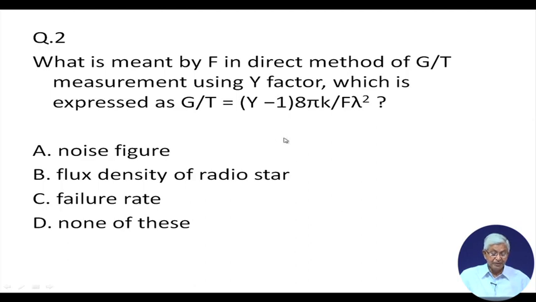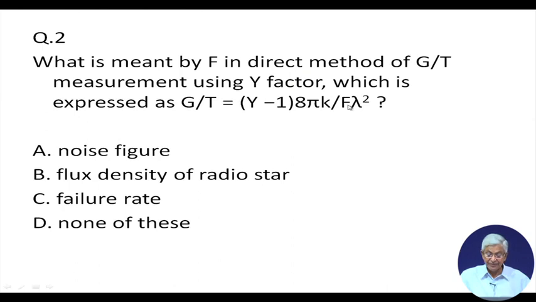This is very simple. What is meant by f in the direct method of G by T measurement using Y factor, which is expressed as G by T equal to (Y minus 1) 8 pi k divided by f lambda square? This expression you have come across when we do a G by T measurement using direct power measurement from the radio star.